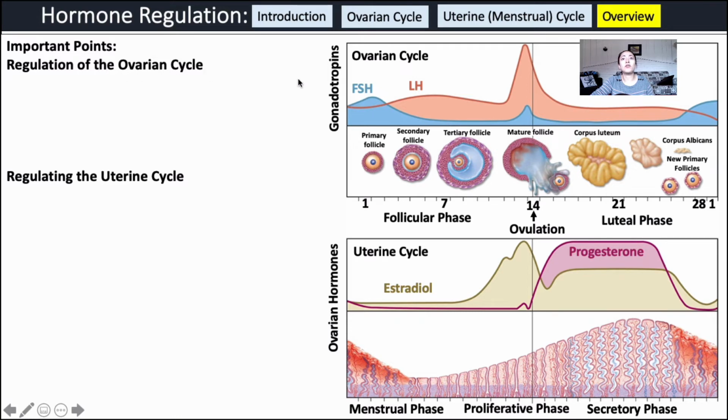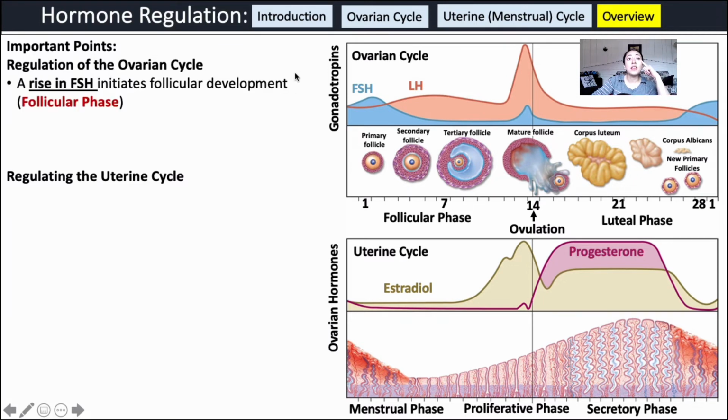All right, so let's look at regulation within the ovarian cycle. So what's regulating the ovarian cycle? Remember, these are hormones secreted by the anterior pituitary gland. A rise in FSH, in other words, follicle stimulating hormone. That rise in FSH is triggering follicular development. So the follicles within the ovaries are starting to mature because of this FSH being secreted. That causes the follicular phase.